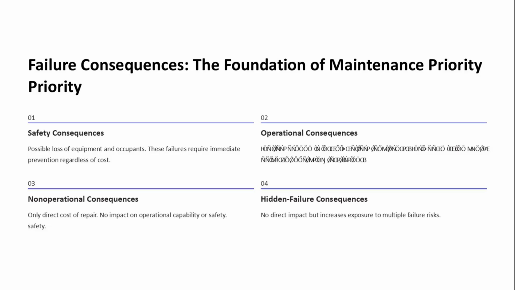Failure consequences are the foundation of maintenance priorities. Safety consequences demand immediate prevention, while operational and non-operational consequences vary in impact. Hidden failure consequences increase exposure to multiple failures, emphasizing the need for strategic maintenance planning.